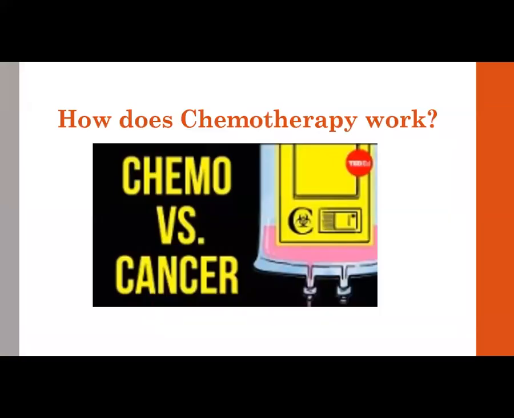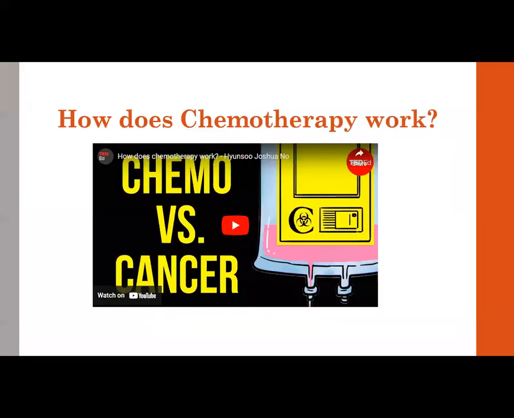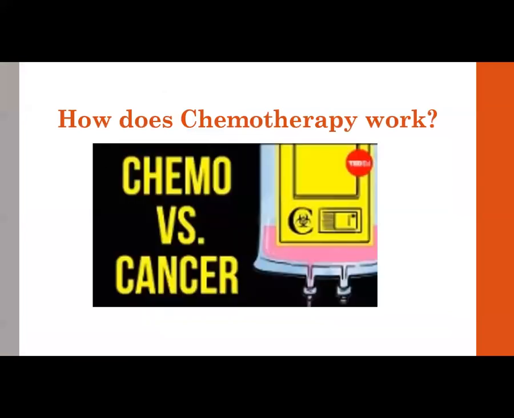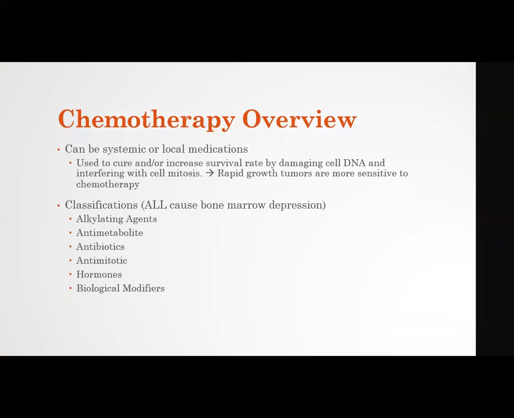So the next thing we're going to talk about is chemotherapy. I've got this video here, and like I said, you can see it on Momentum as well if you want to watch it on there. Chemotherapy can be systemic or local medications. They can be used to cure and/or increase survival rate by damaging cell DNA and interfering with cell mitosis. Rapidly growing tumors are more sensitive to chemotherapy.